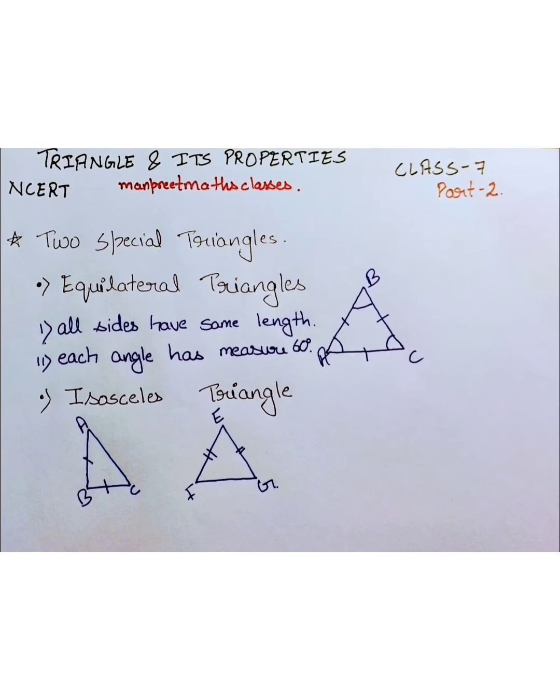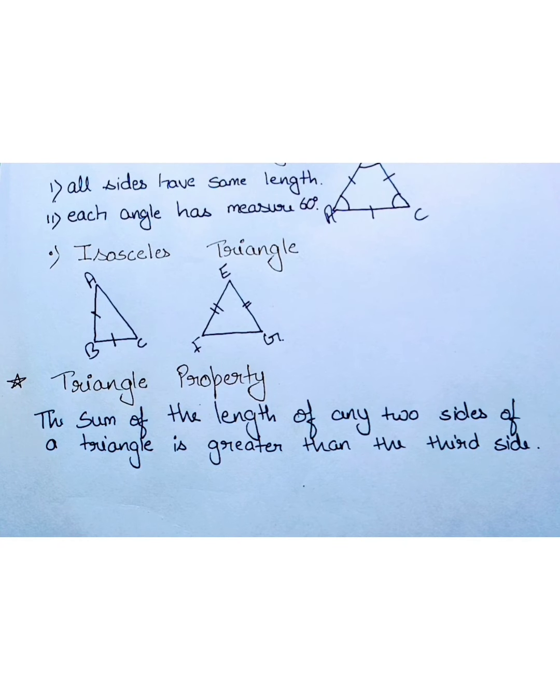So you have to remember, in an equilateral triangle all sides have the same length and each angle measures 60 degrees, and in an isosceles triangle the lengths of two sides are equal. Next topic is the triangle property. What is the property of a triangle? How can we say that with the given measurements a triangle can be formed or not?